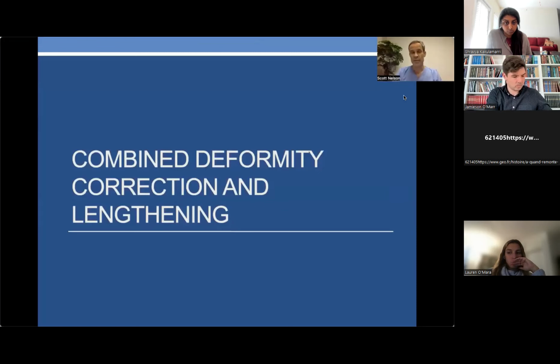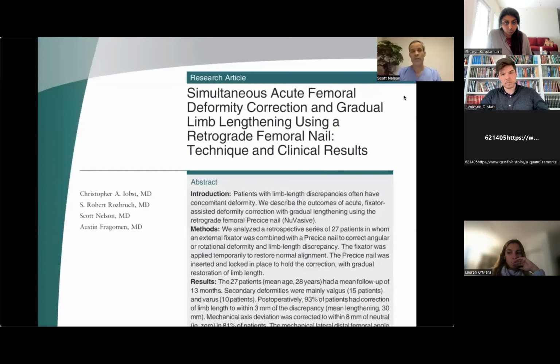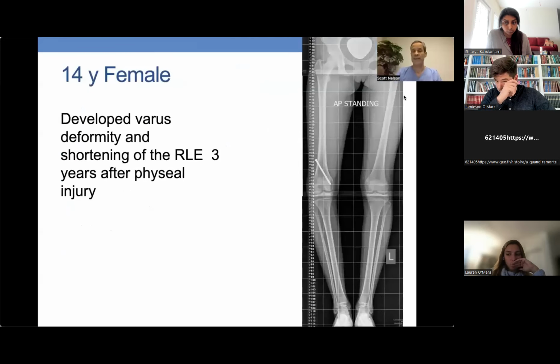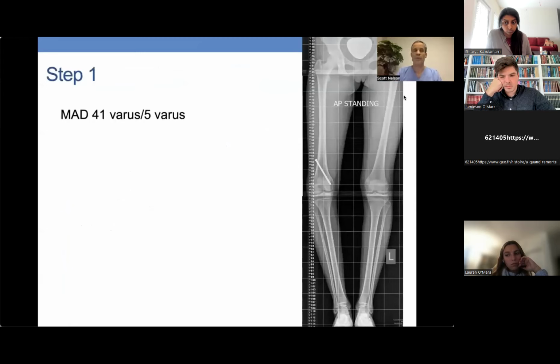Sometimes we combine this with lengthening over nail. I wrote an article about this in the Journal of the American Academy of Orthopaedic Surgeons, and this actually explains what we're talking about here in this lecture. But in the article, we are actually using a special magnetic lengthening nail because this patient has a limb length discrepancy in addition to the varus deformity.